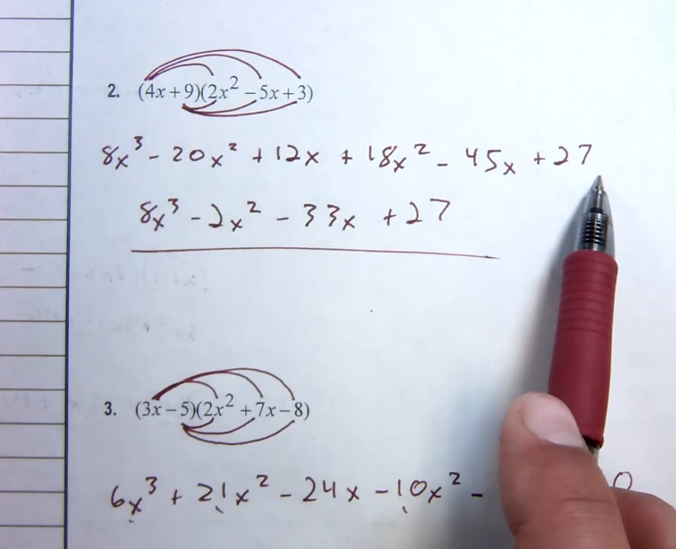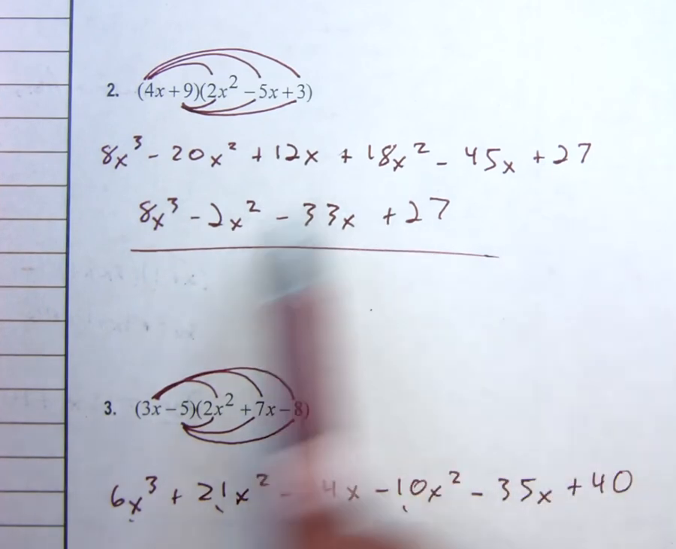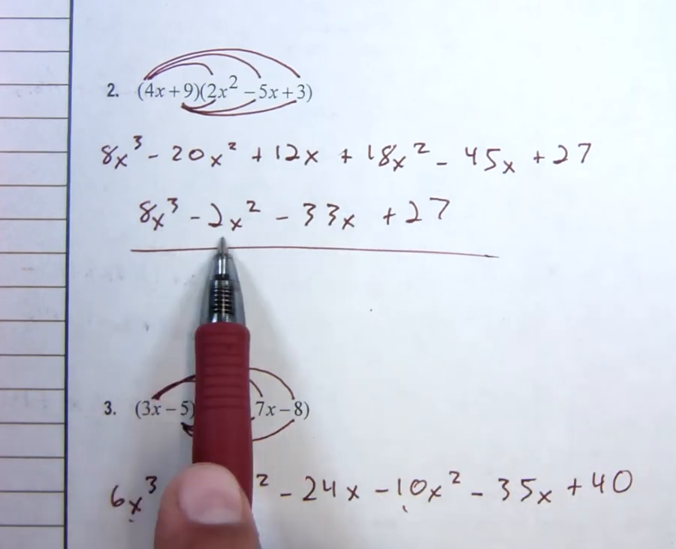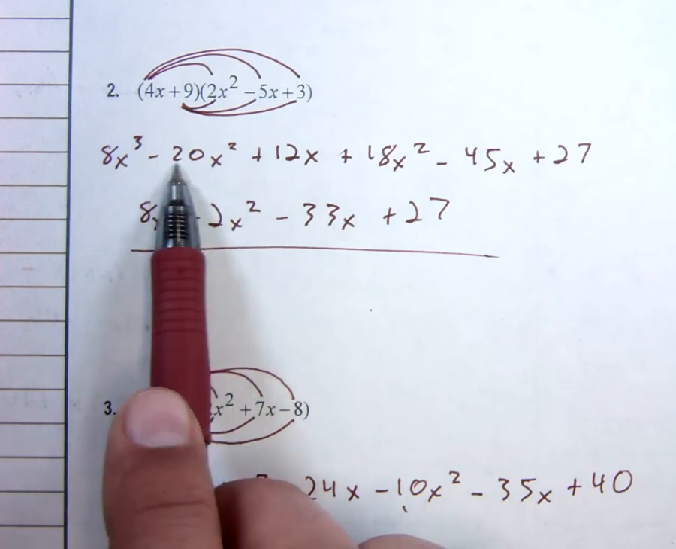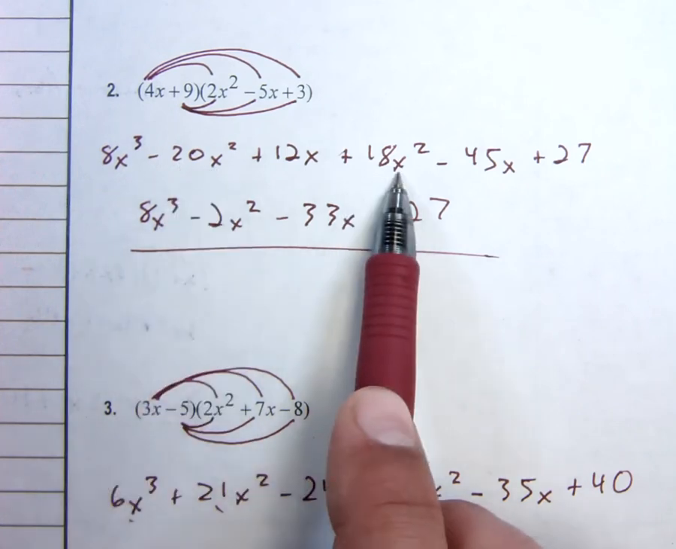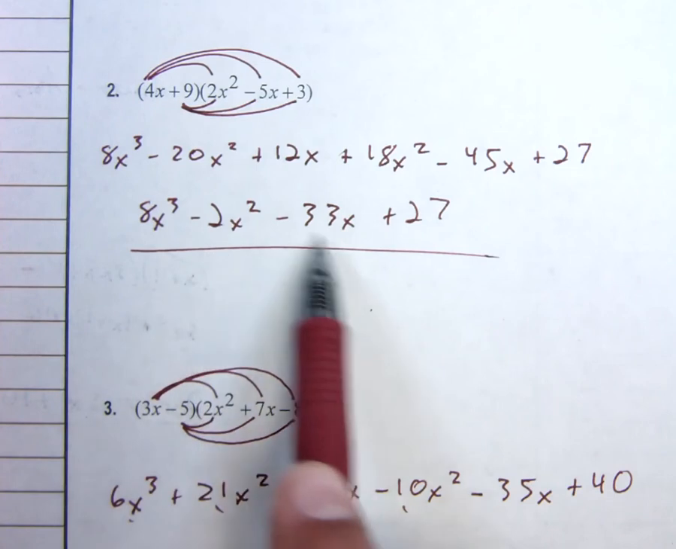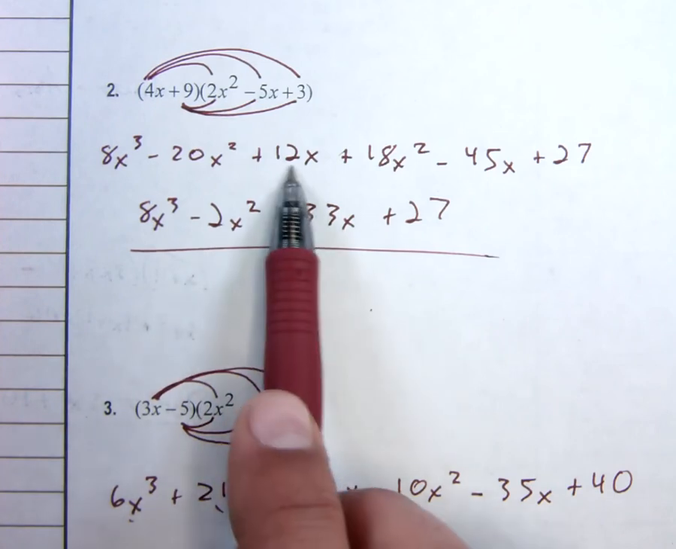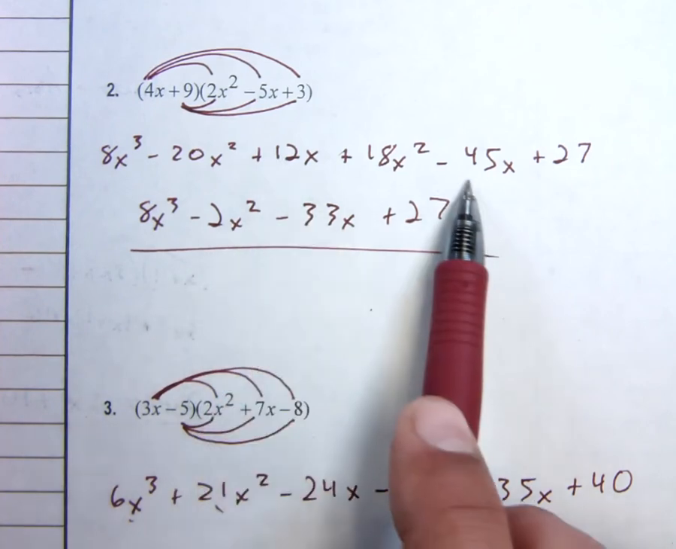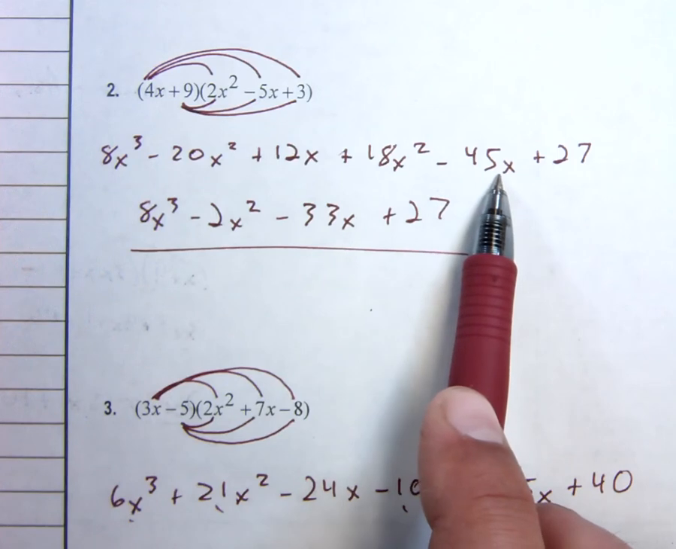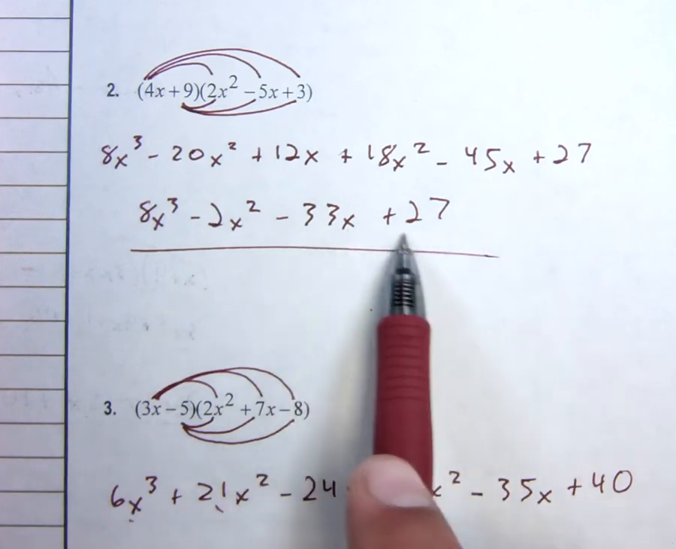Okay, so I got all this written out. Again, I just distribute everything out. Now I combine like terms. Got x cubed minus 2x squared because I had negative 20x squared plus 18x squared. That's where I got the negative 2. And then minus 33x, you had 12x here. Over here you had negative 45x. You got negative 33x plus 27. Got your answer.